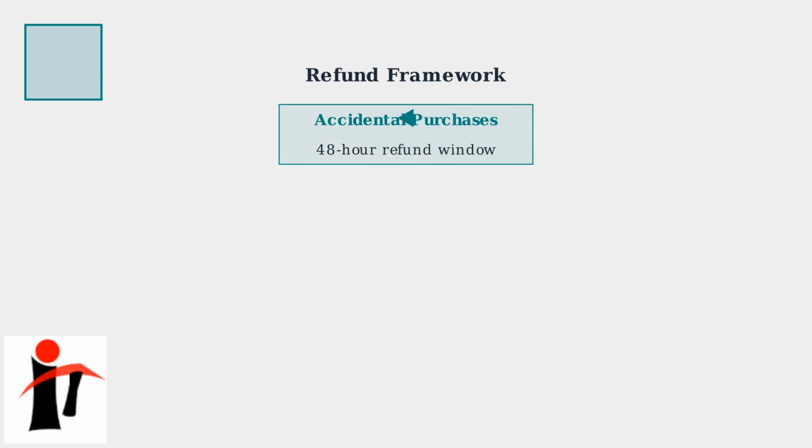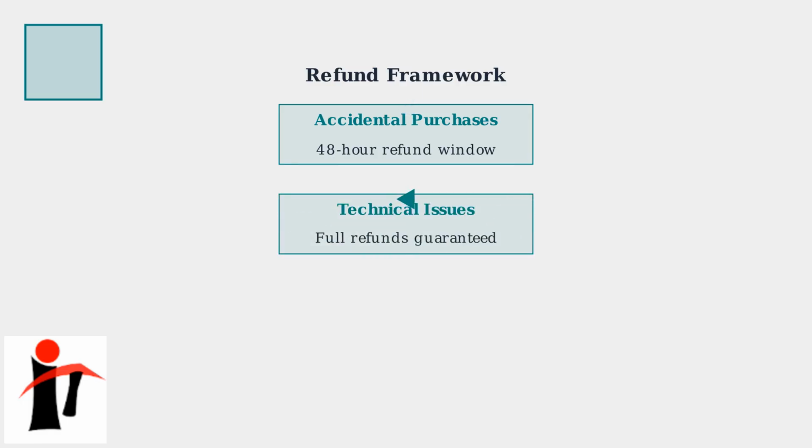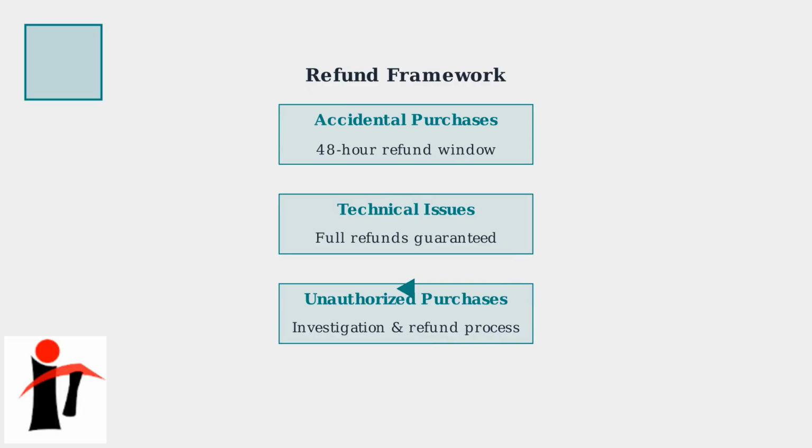For accidental purchases, TikTok offers a 48-hour window to request refunds. This covers situations where you accidentally tap the purchase button or buy the wrong coin package. Technical issues receive full refunds with no time restrictions. If TikTok's payment system malfunctions or you experience app crashes during purchase, you're entitled to complete reimbursement. Unauthorized purchases undergo comprehensive investigation. TikTok examines account activity, payment methods, and device access to determine if purchases were made without permission.